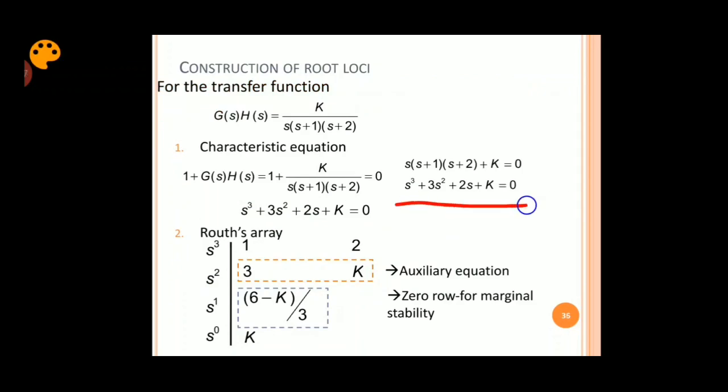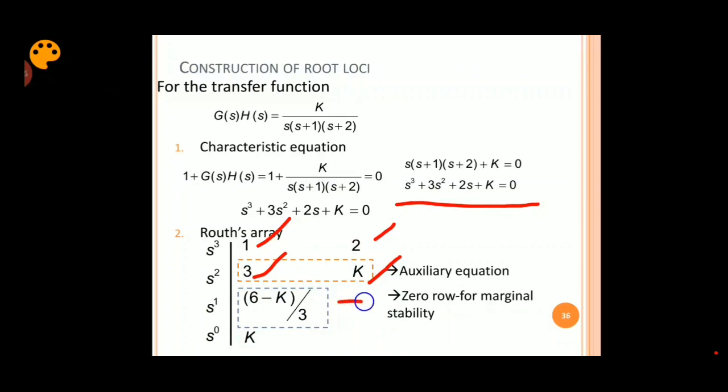So this is the characteristic equation. We had constructed this already from the previous step as well. So you can straight away take this, then construct a routh array from the coefficients of this characteristic equation, where they are 1, 3, 2 and k. Now we get this next term as (6 minus k) divided by 3. If you have forgotten, please go back and see how to construct the routh array.